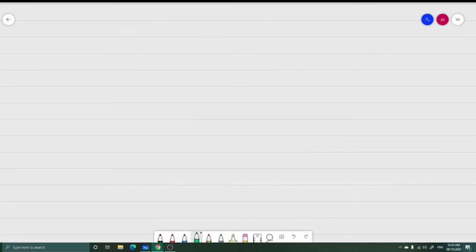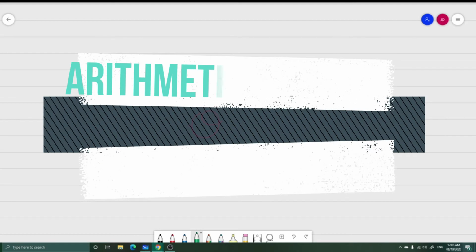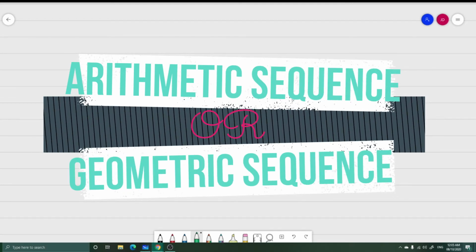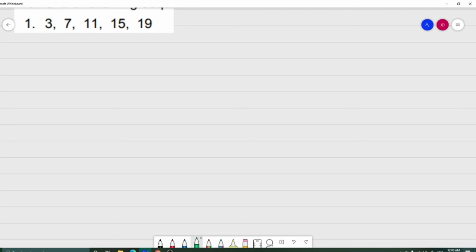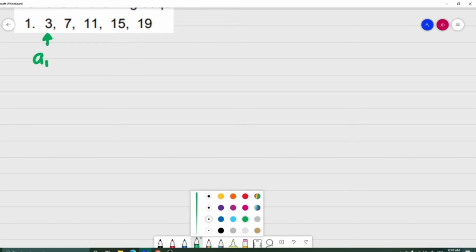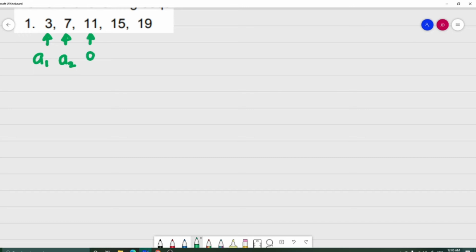Sequences, and what I want you to do is to identify if the given is arithmetic or geometric. So, atong first i-identify is kung unsa siya nga term or pila ka term ang naa. Nganlan na to ang kada term. So, 3 here is your a sub 1. And 7 is your a sub 2. 11 is your a sub 3. And so on.